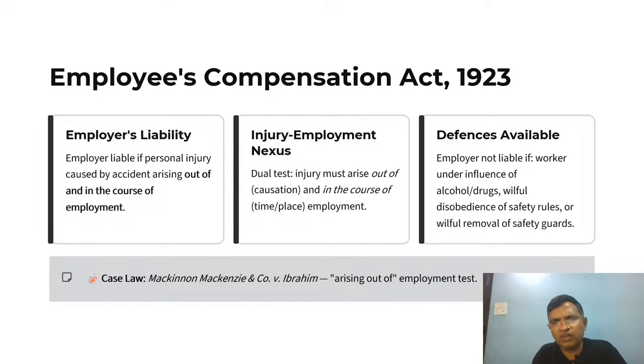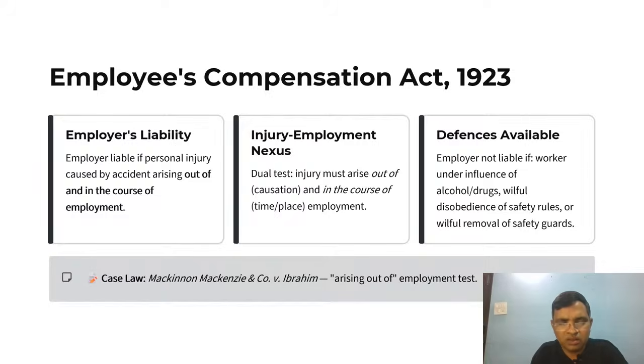The employer is not liable if the worker is under the influence of alcohol or drugs, commits willful disobedience of safety rules, or willfully removes safety guards. So when it is not applicable under the Employees Compensation Act 1923: if the worker takes drugs or alcohol, willfully disobeys the safety rules, or does not wear the safety guards, the Act may not be applicable.